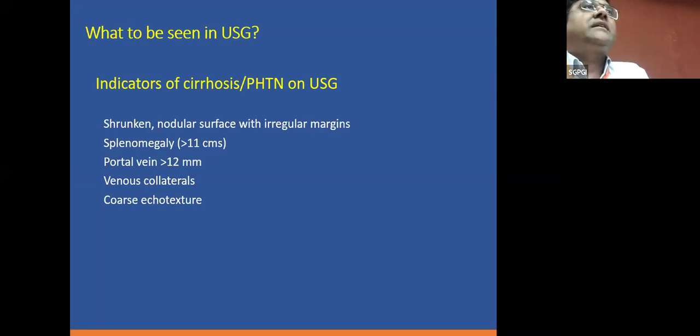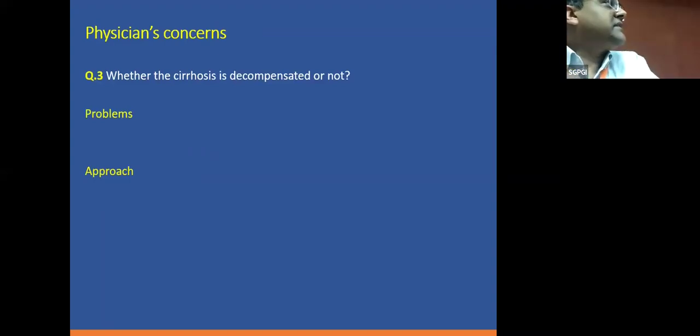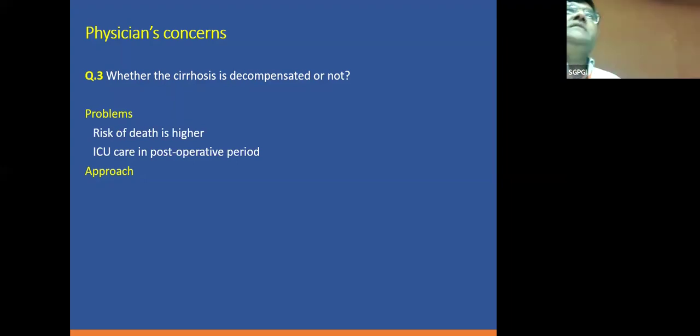That will give you a clear-cut impression whether the patient is cirrhotic or not. Third is whether cirrhosis is compensated or not. This we have already learned. Why do we want to know whether it is decompensated cirrhosis or not? Because in these patients, the risk of death is much more than in compensated cirrhosis.